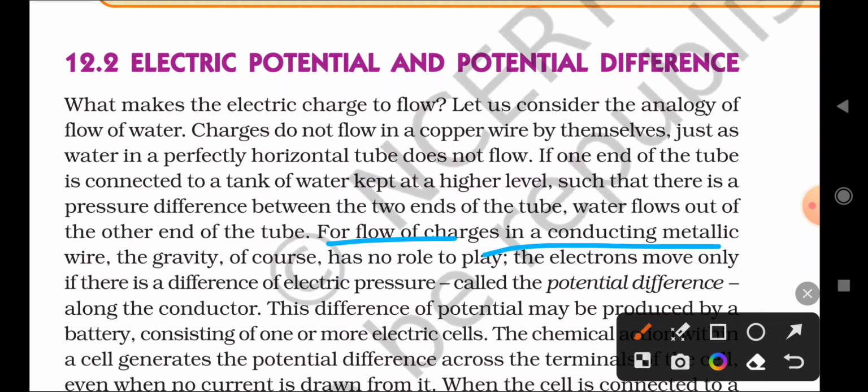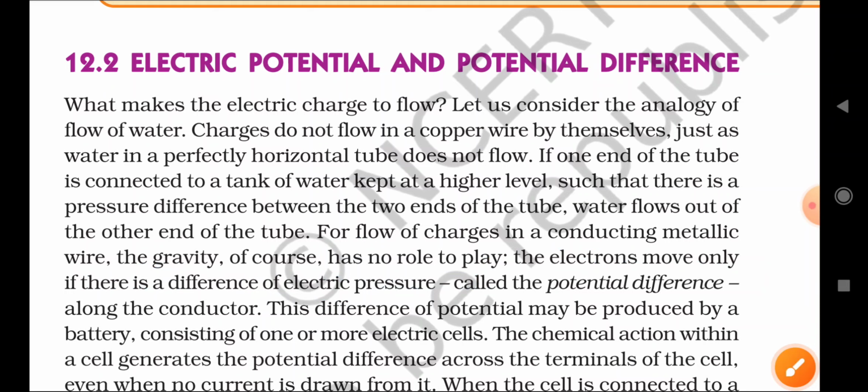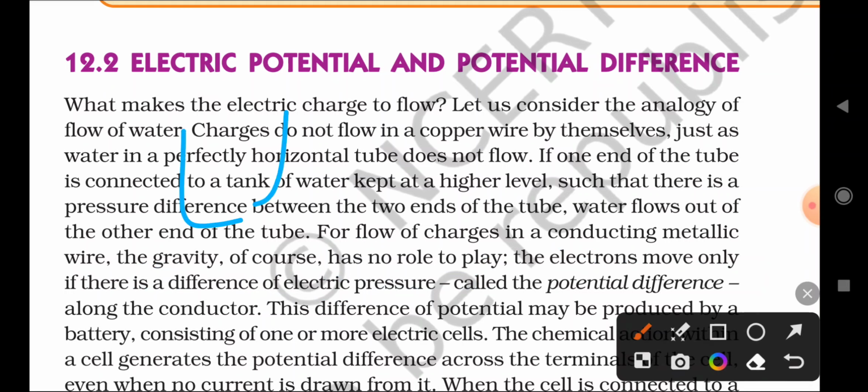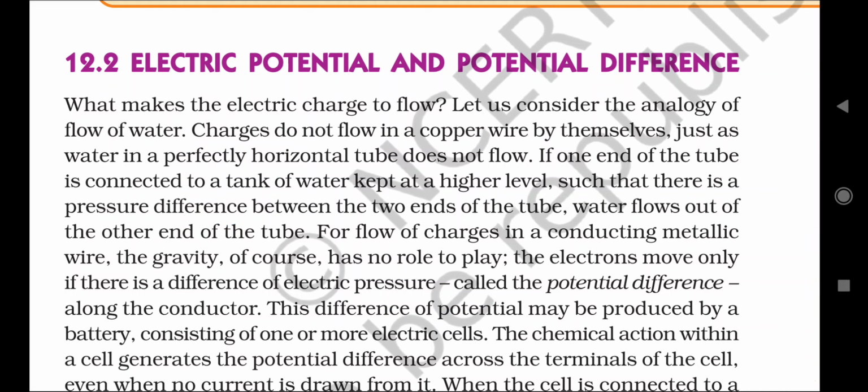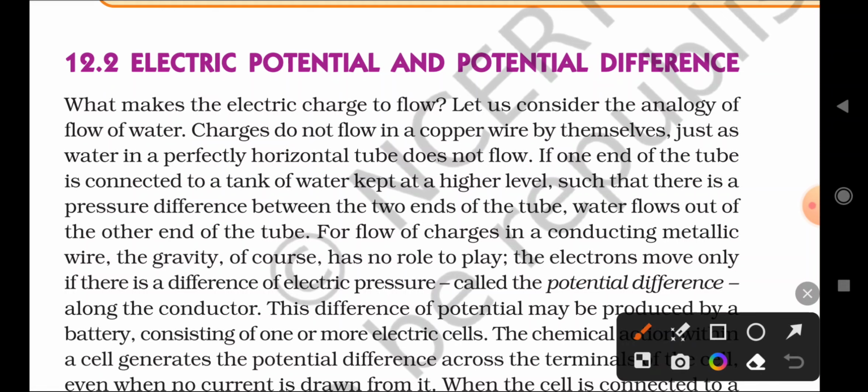For the flow of charges in a conducting metallic wire, gravity of course has no role to play. The electrons move only if there is a difference of electric pressure, called a potential difference. Okay, so just as water moves from higher to lower level, like that only the electrons can move in a conductor whenever there is an electric difference or a potential difference, right?